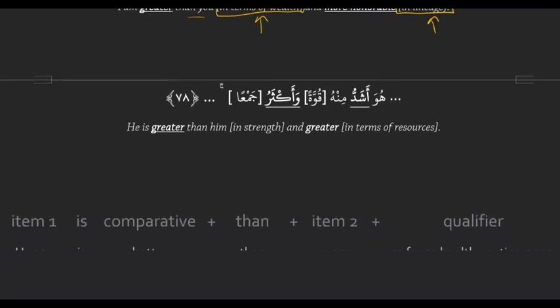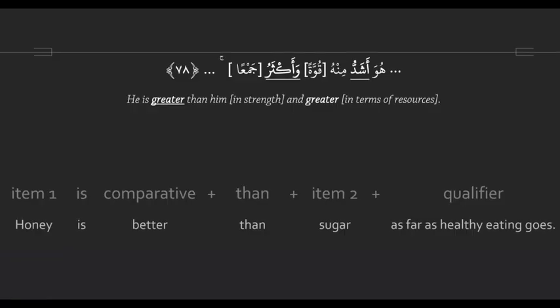And then one more here: هو أشد منه قوة وأكثر جمعا. So the qualifiers here are قوة and جمعا, because they are nouns with an n label following a comparative. The comparatives are أشد and أكثر, and أشد counts because the shadda counts as two letters, so it's shin dal dal. That's how we end up with the translation: he is greater than him, and the qualifier is in terms of strength, and greater, jama'an, in terms of resources.